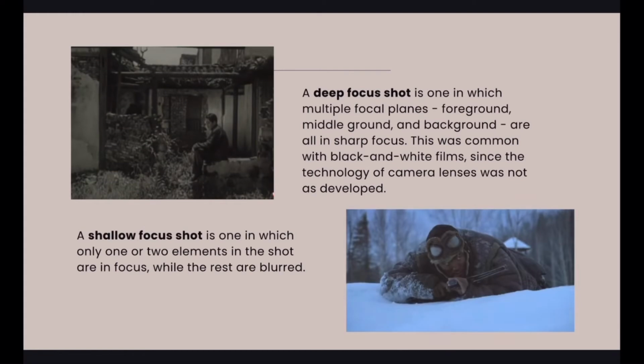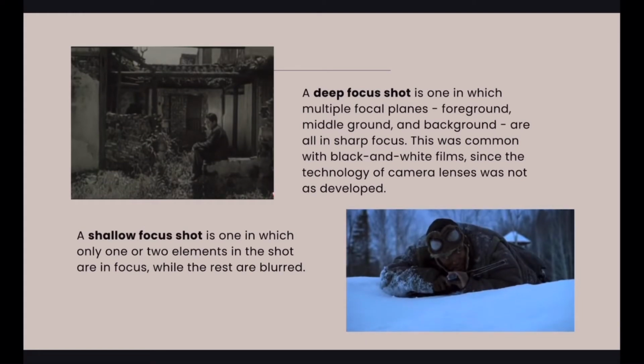Next, we'll talk about focus, which is also an aspect of depth of field. A deep focus shot is one in which multiple focal planes, the foreground, middle ground, and background, are all in sharp focus. This was common with black and white films, since the technology of camera lenses was not as developed. So in this scene on the left from Spring in a Small Town, we can see everything in the shot, including the ruins, the husband, and the garden, is all in sharp focus.